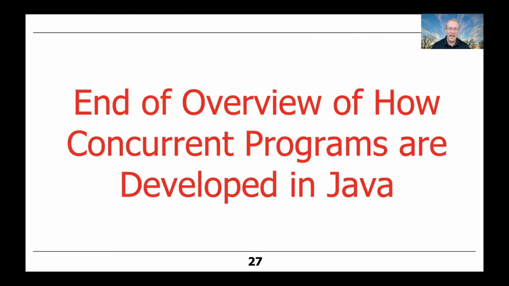So that's the end of our overview of how concurrent programs are developed in Java. Needless to say, we will cover this topic in much, much greater detail throughout the rest of the course. So I was just giving you a preview of coming attractions to help you understand what some of the mechanisms are for threading, as well as some of the mechanisms for synchronization.